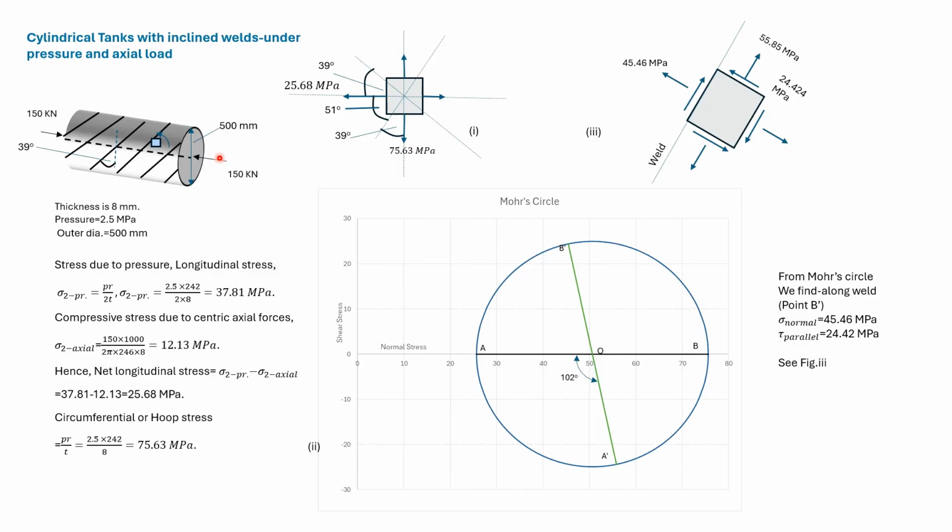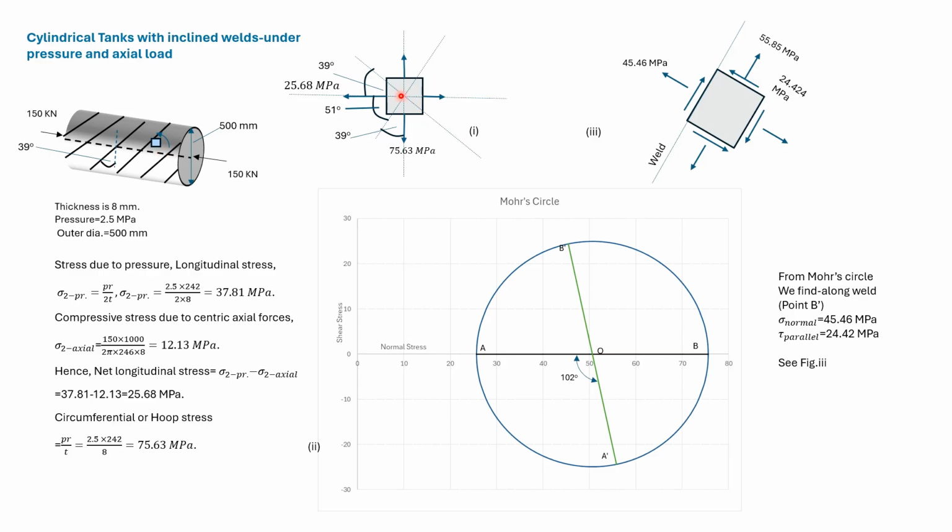This problem is similar to the problem before the last problem, but there are two differences. Here the weld is inclined with a positive slope and there are axial forces acting on the pressure vessel. So there are two longitudinal stresses, one due to pressure and the other due to the axial force. We find out sigma 2 due to pressure and then sigma 2 due to the axial force. The axial force is compressive, so subtracting them we get the stress in the longitudinal direction. The circumferential or hoop stress does not change and is given by PR by T.